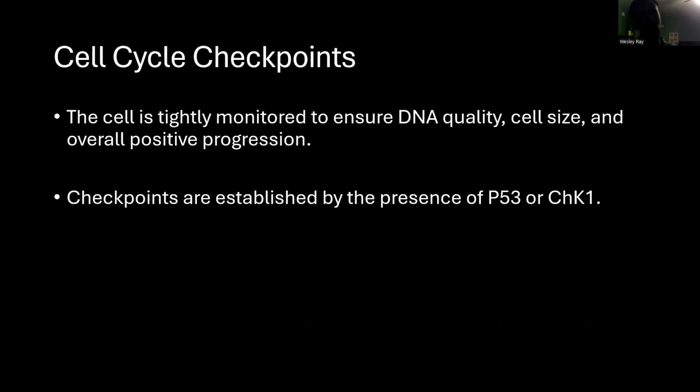These cell cycle checkpoints, the cell is tightly monitored to ensure DNA quality, cell size, and overall positive progression. We're auditing for all sorts of things. We're auditing for DNA damage, double-strand breaks, and overall genetic instability, genomic instability even, are all things that can, I'm going to use this loosely, fail a cell's checkpoint. Okay? Failing a checkpoint means that you have factors that are being expressed as a result of damage.